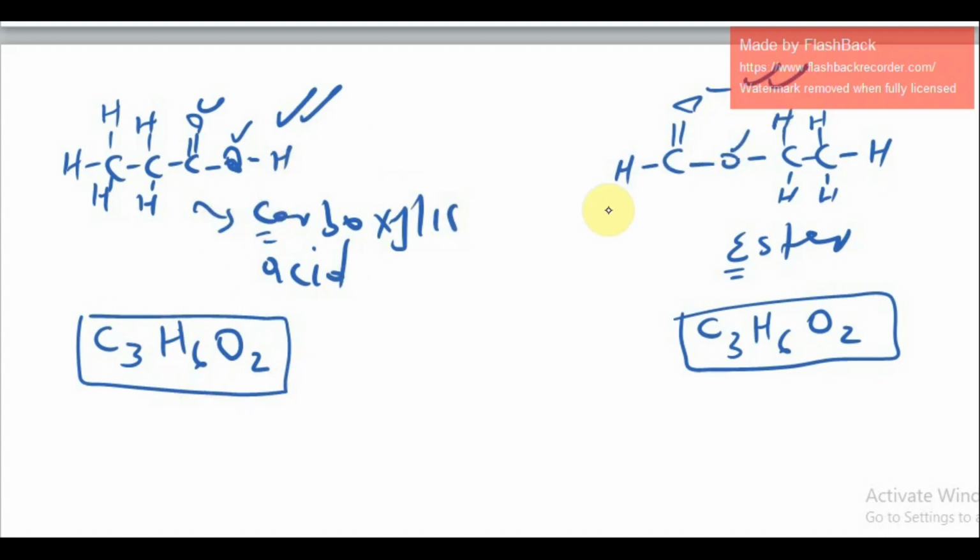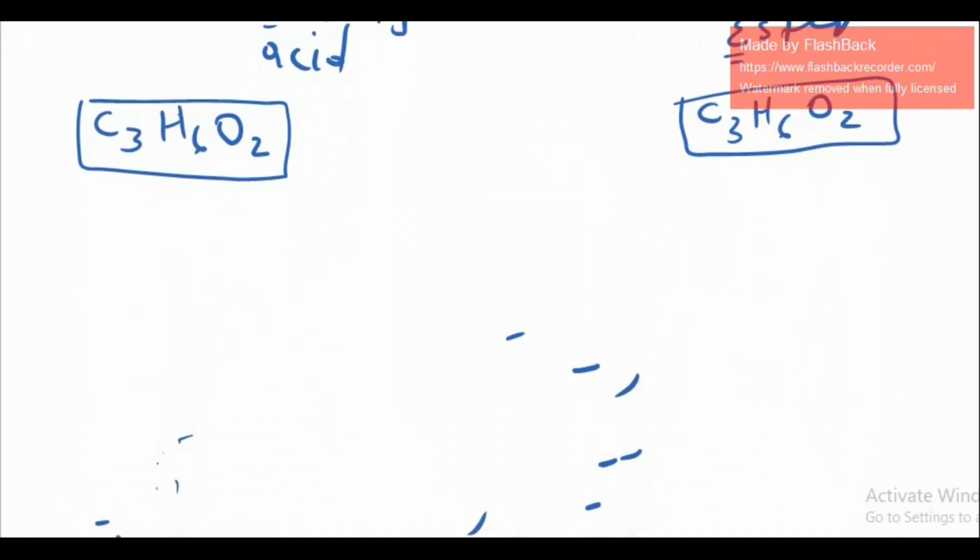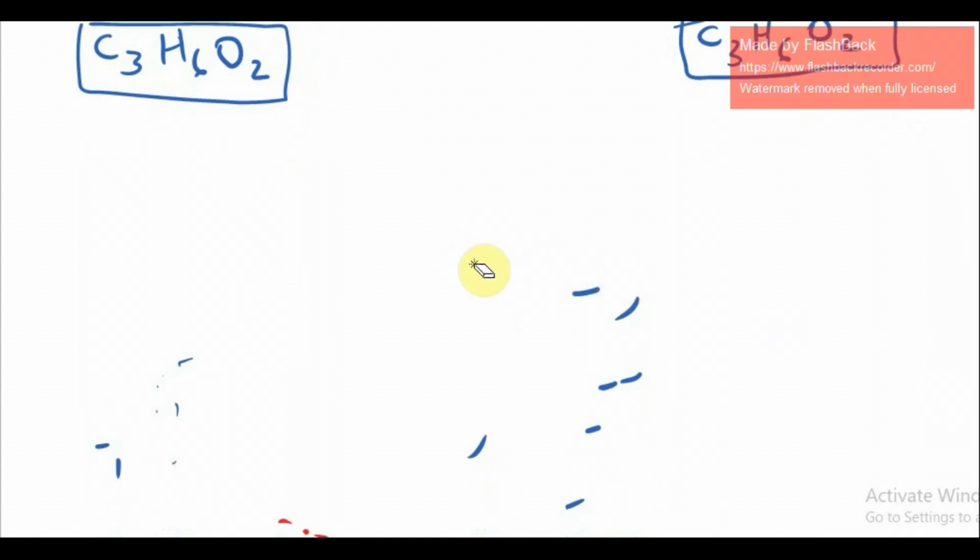Now if you look at these compounds, they have different structural formulas. This one has OH, this one has no OH, which means they have different structural formulas. Then we get the new concept, which is isomers.